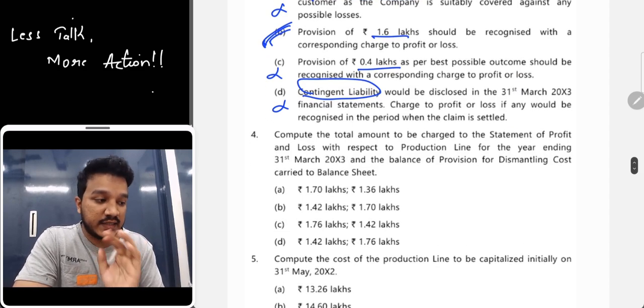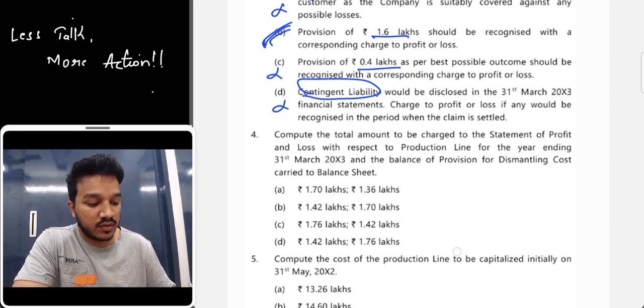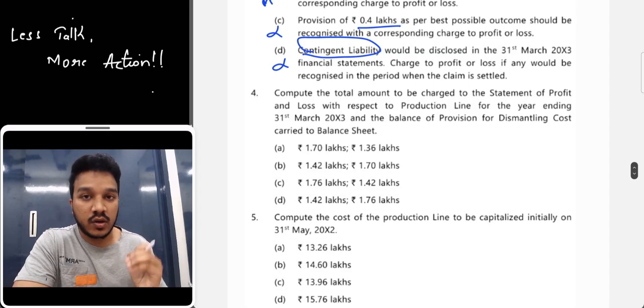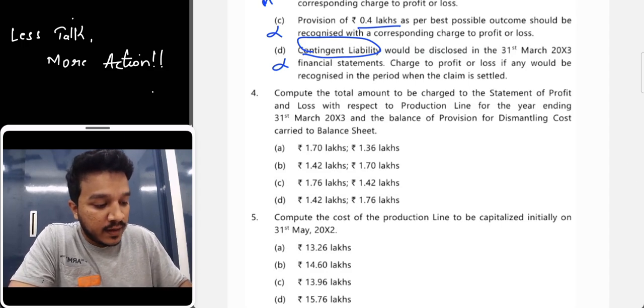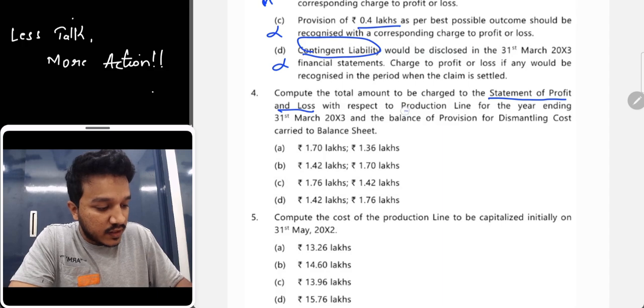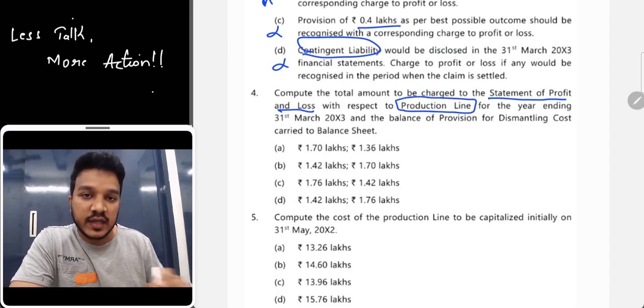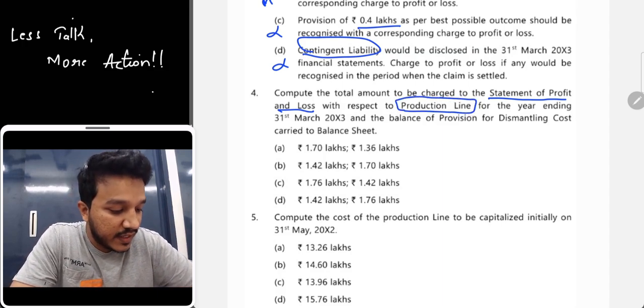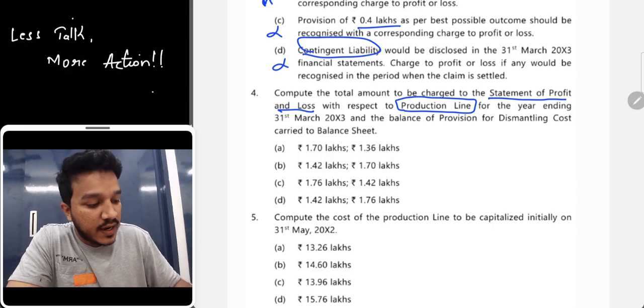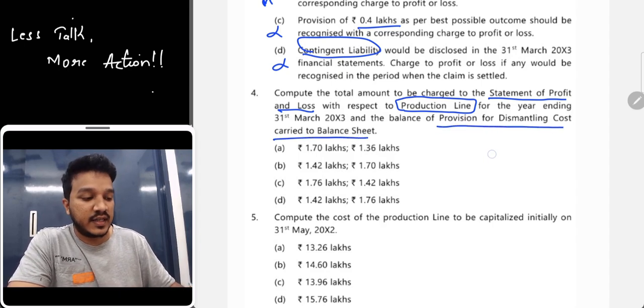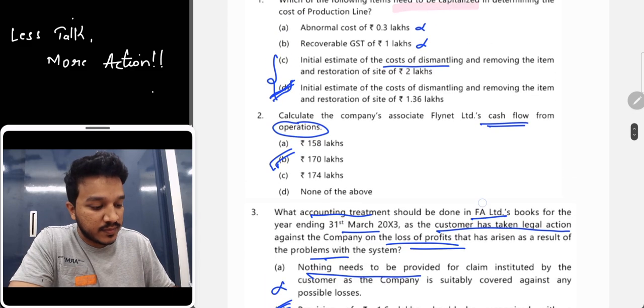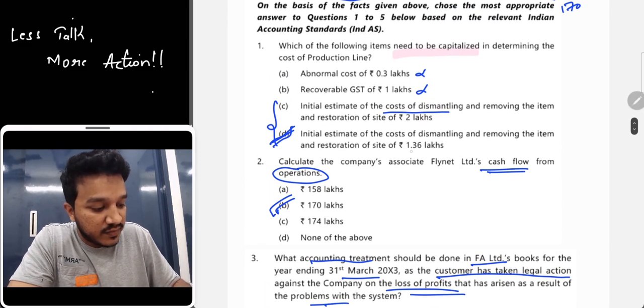See, that was 3 points done, those were easy points. Now come a little difficult, slightly out of the box questions. Okay, compute the total amount charged to P&L with respect to production line. Production line is the first point, for the year ending 31st March 2003, and the balance of provision of dismantling cost carried.